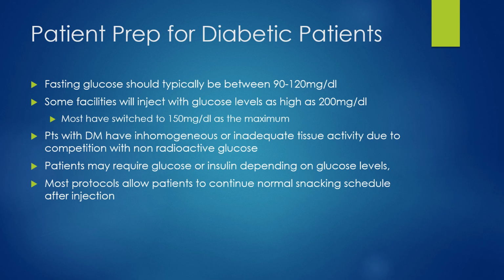So there's really no point in injecting them if their blood sugar is too high. It's going to raise their radiation exposure and raise their blood sugar to even more dangerous levels, but we're not going to get any of the benefits of imaging because it's not actually going to uptake into the cells. Some patients may require glucose or insulin depending on their glucose levels. Most protocols allow patients to continue normal snacking schedule after they're injected.